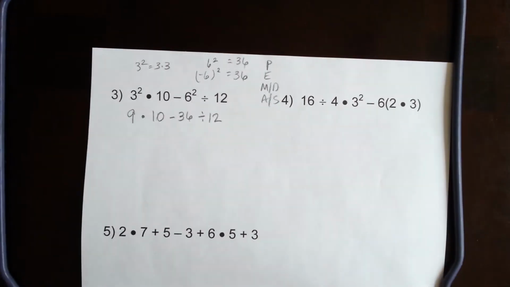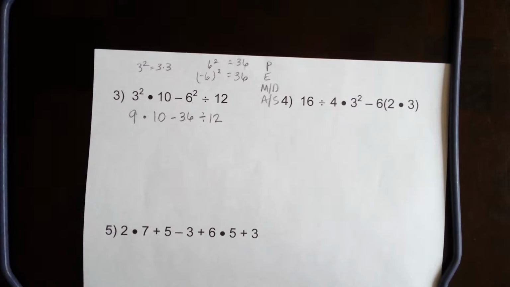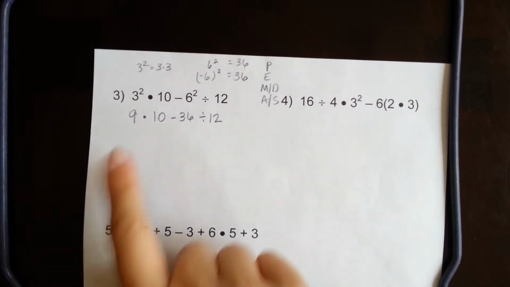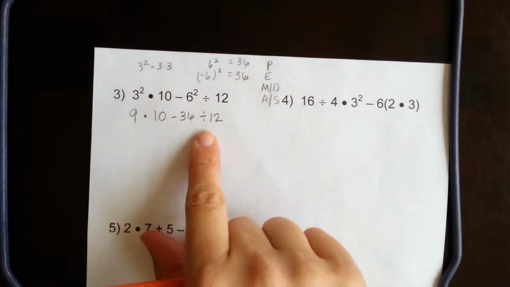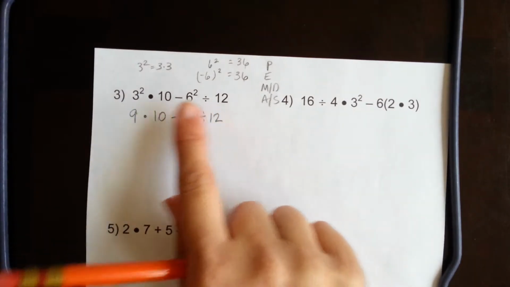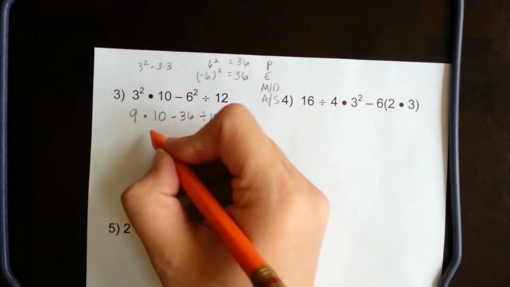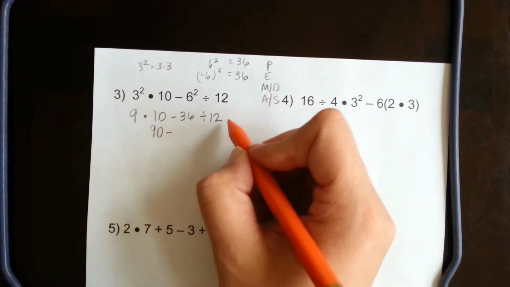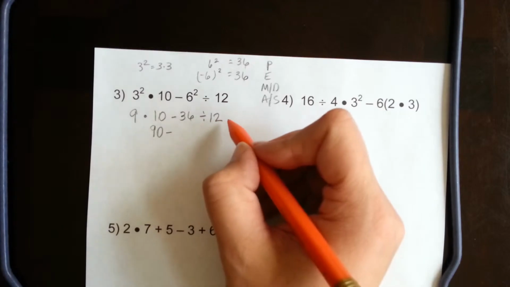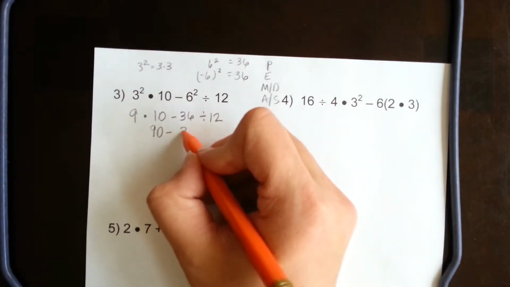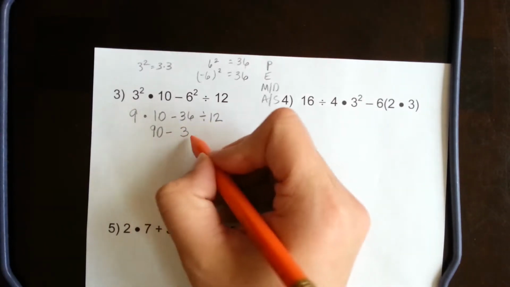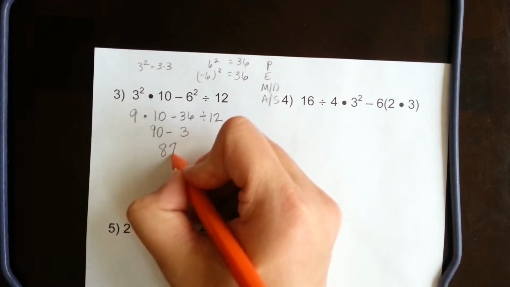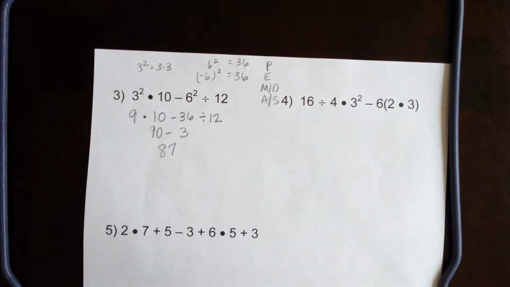Alright, looks like we took care of all of the parentheses and exponents. So now we'll be on the multiplication and division. So I'm looking here, I have multiplication and division in this problem. So I'm working in order from left to right. So 9 times 10 would give me 90 minus 36 divided by 12. 36 divided by 12 would give me 3. So now I have 90 minus 3, which would be 87. Okay, that one's done.